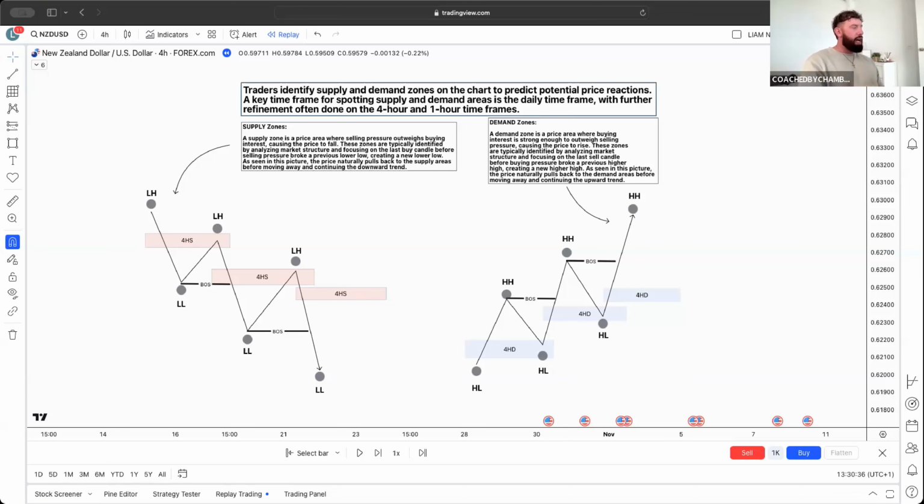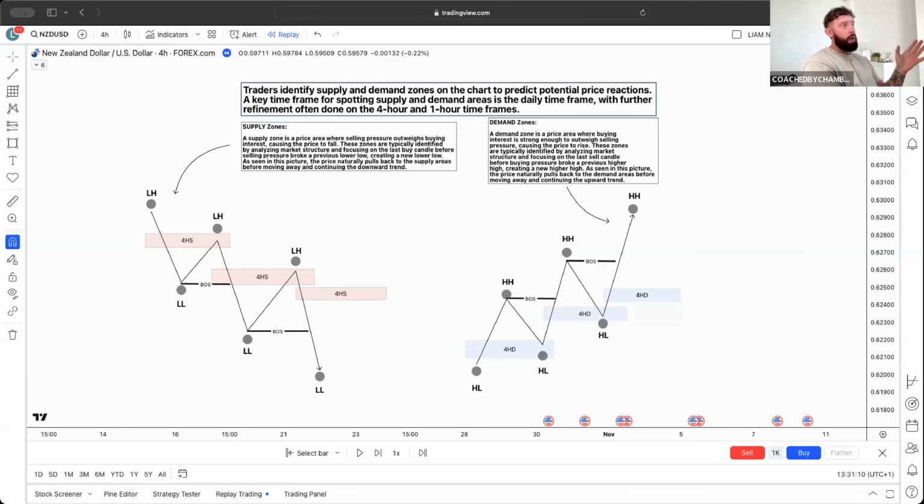Just to explain in a little more detail what a supply zone and demand zone actually are, starting off with the supply zone. A supply zone is a price area where selling pressure outweighs buying interest, causing price to fall. These zones are typically identified by analyzing market structure, which is very important, and then focusing on the last buy candle before selling pressure broke the previous lower low. It can also be consecutive candles. It doesn't always have to be one; it could be one, two, or maybe even three, depending on the area. But it's very important that we understand market structure and focus on that.